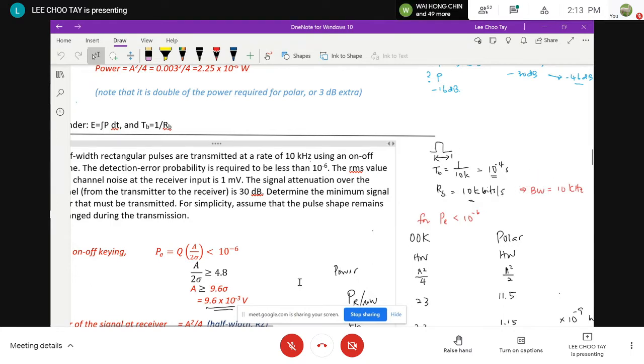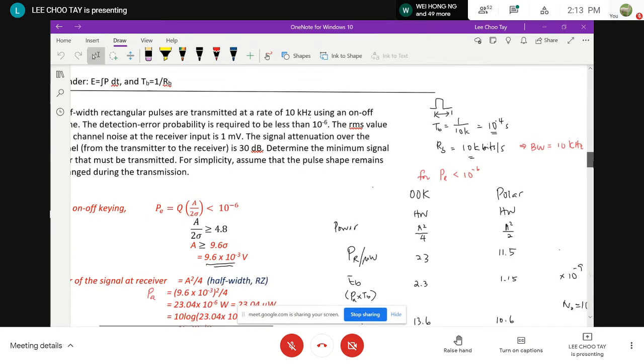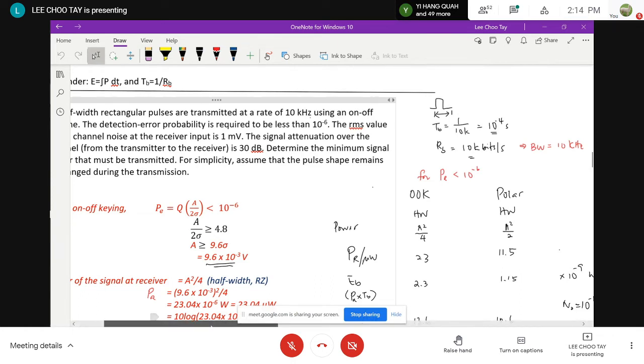So if you were to calculate EB again, it will be power times TB. You take 23 microwatt, and then multiply with TB, which is 10 to the power of minus 4. That will give you an EB of 2.3 times 10 to the power of minus 9 watt. Okay, these two quantities are in 10 to the power of minus 9.